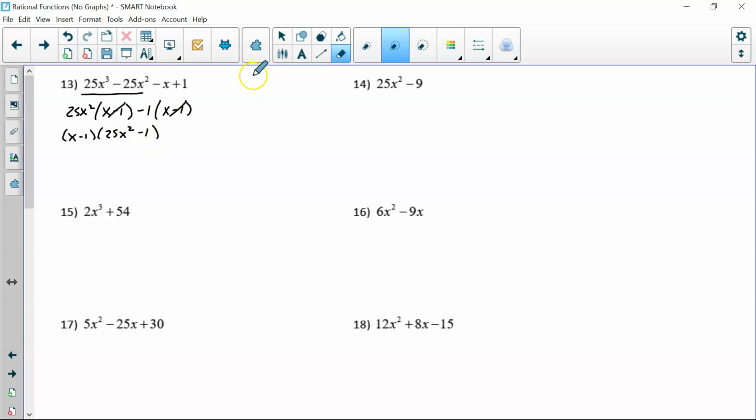Now, 25x squared and 1 are perfect squares. It's that a squared minus b squared again. It's a plus b, a minus b. So it's x minus 1 is still there. The square root of 25x squared is 5x. The square root of 1 is 1. So we just put a plus and a minus, and now we are fully factored.